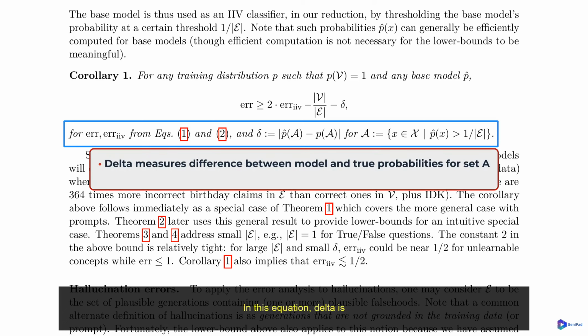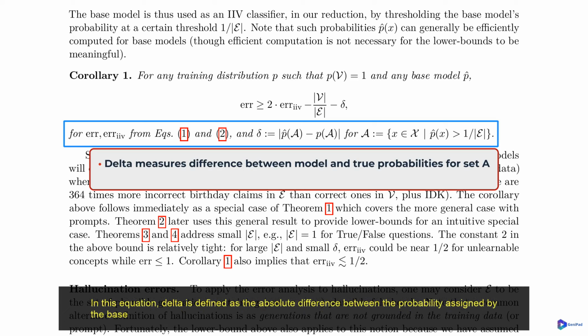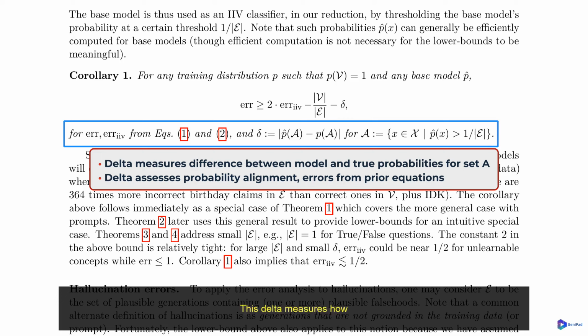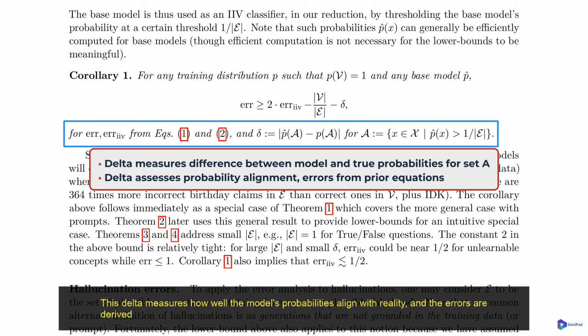In this equation, delta is defined as the absolute difference between the probability assigned by the base model and the true probability for the set A, where A includes all texts with probability greater than 1 divided by the size of B. This delta measures how well the model's probabilities align with reality, and the errors are derived from earlier equations 11 and 12.